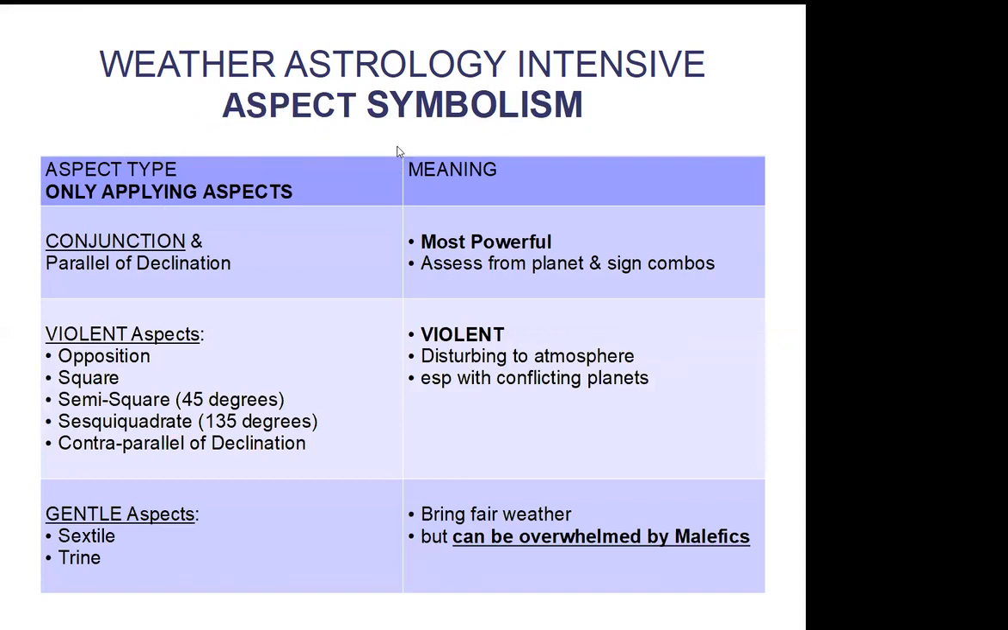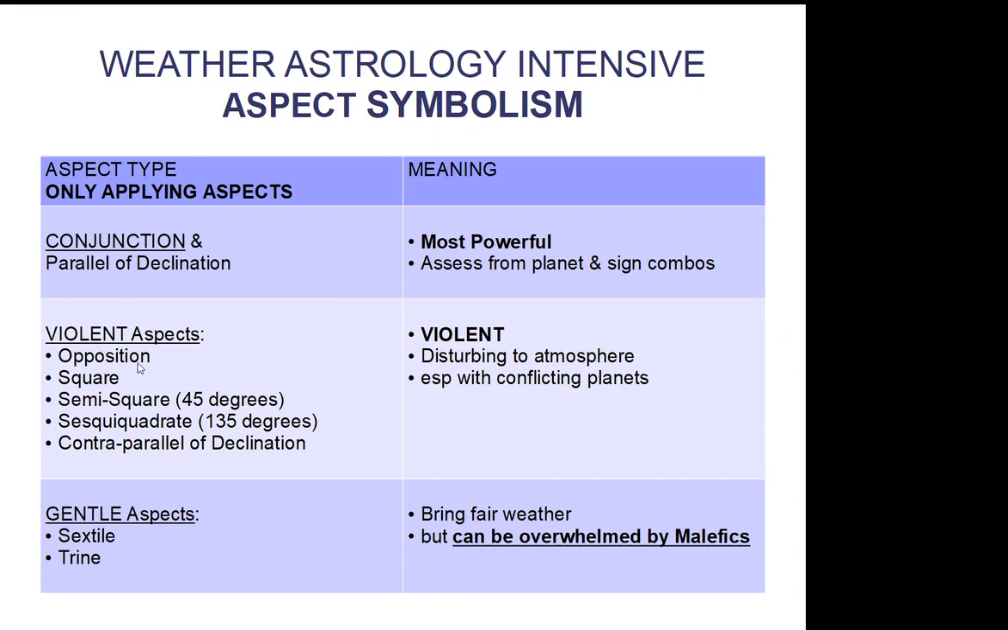weather-wise. Okay, aspects. In weather, we classify the aspects by conjunction, violent, and gentle. So conjunction also includes the parallel of declination. In weather, declination is fabulously informative, as you'll come to see. Conjunction, the most powerful, you assess it from the planet-sign combo like you would do in your natal.